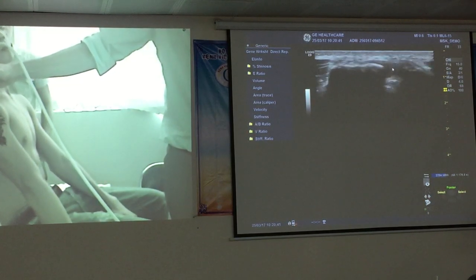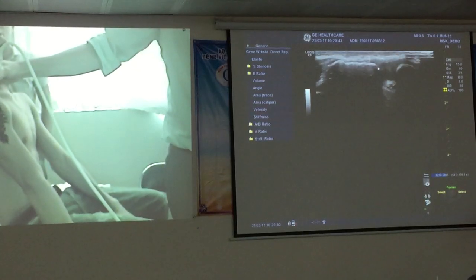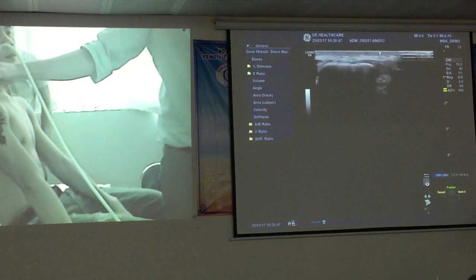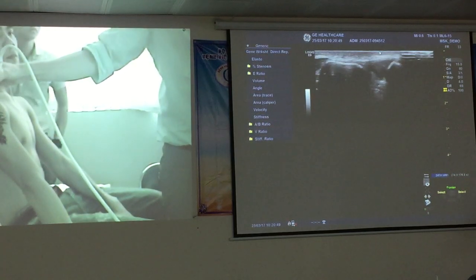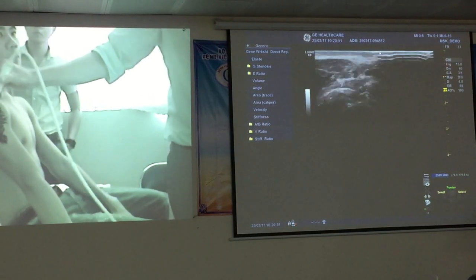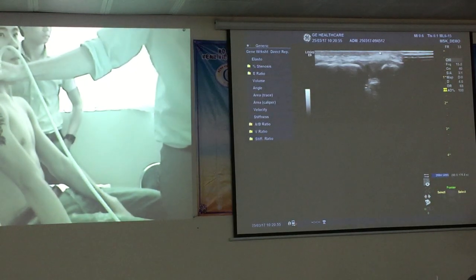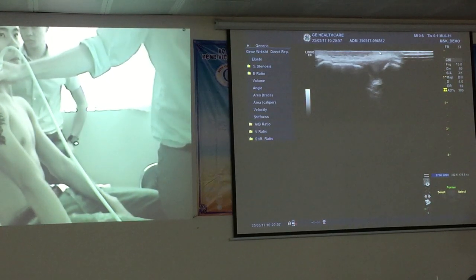If there's instability of the joint, you will see that the acromion will migrate superiorly. So this is very similar to your weight-bearing X-rays of your AC joint.